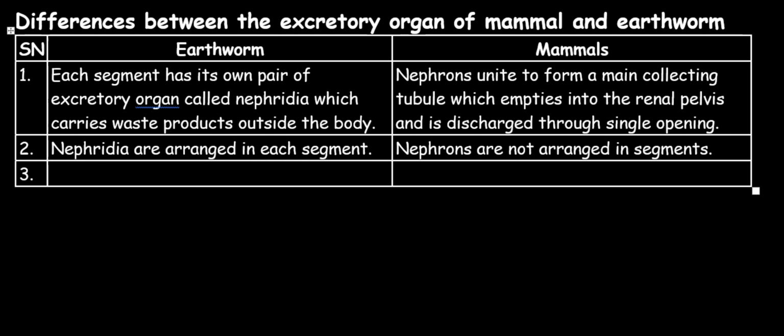The next difference is that in earthworms, the funnel is ciliated, while in mammals, the funnel is not ciliated. So we have come to the end of the teaching in this session. Now we are going to be taking some questions, starting with examples.